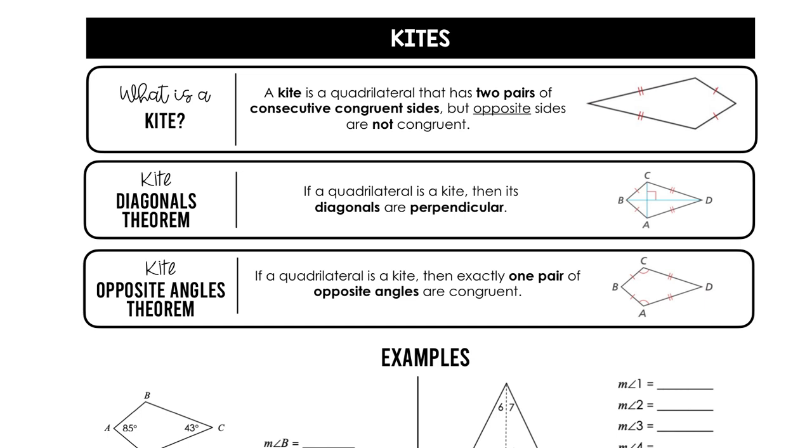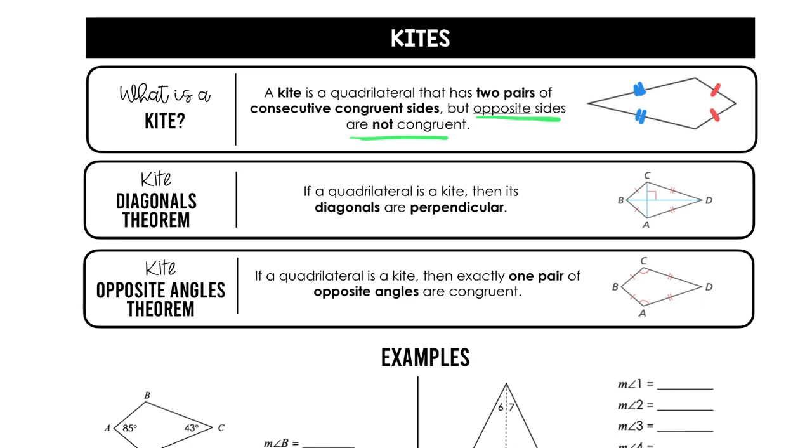So if you look, these are right next to each other, right? Consecutive means right next to each other. So that's 1 pair of congruent consecutive sides. And then here's the second pair of congruent consecutive sides. Now I need you to note, opposite sides are not congruent. So if you look at the sides that are across from each other, this length cannot equal this. Likewise, this length cannot equal that. Okay, so that's the definition of a kite.